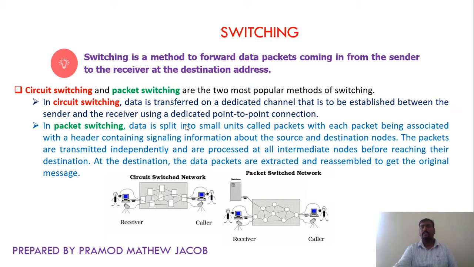In packet switching, the data is split into small units called packets, with each packet having a source address, destination address and the information required to reassemble the packet at the destination site. The packets are transmitted independently and are processed at all intermediate nodes before reaching their destination. At the destination, these data packets are extracted and reassembled to get the original message. Here the data packets are going through different paths. There is no dedicated point-to-point connection. All packets may travel through different network paths.